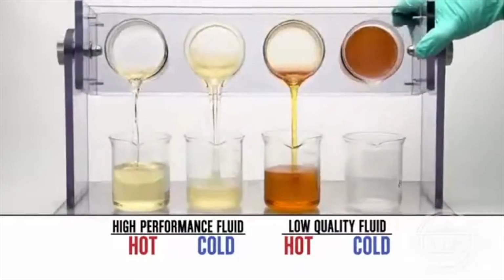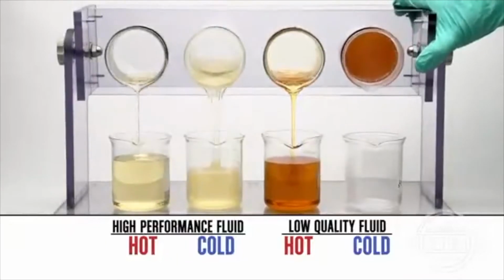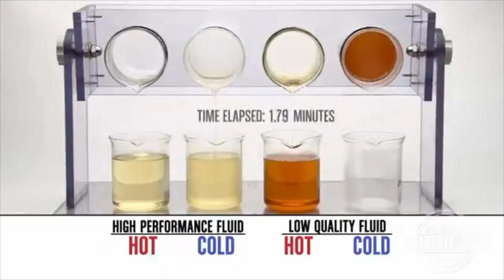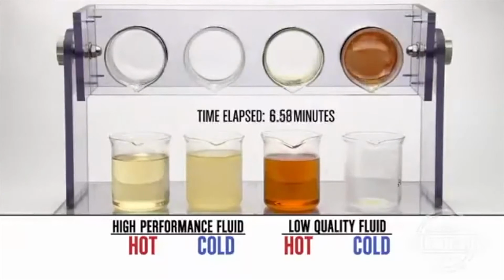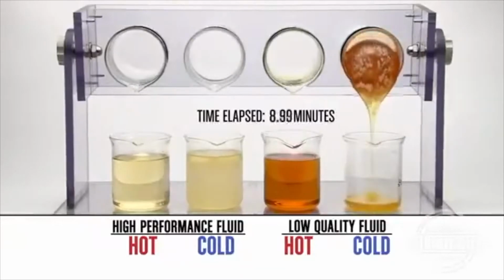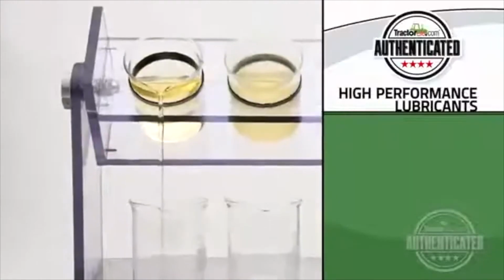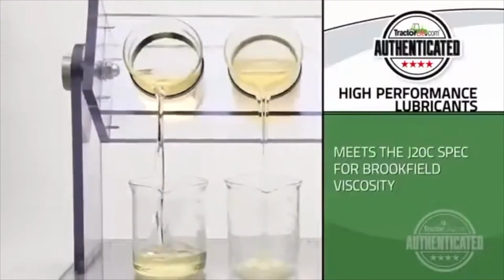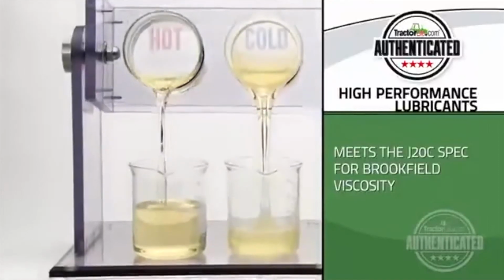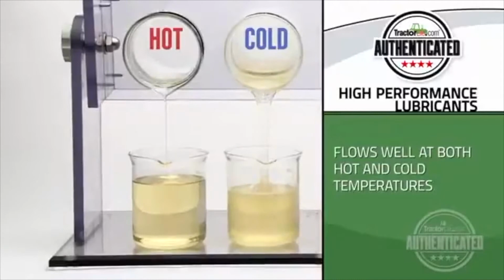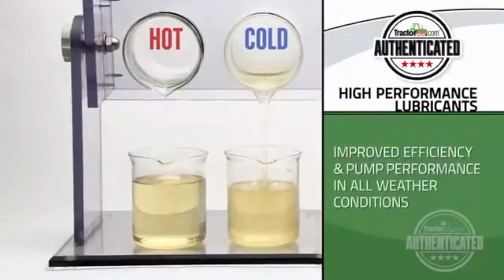It is clear that the fluid will make it harder to get your equipment started and take longer to provide an adequate lubricant film in cold weather. Meanwhile, the metal parts are grinding against each other without protection, causing reduced pump output, loss of hydraulic pressure, and premature pump failure. On the other hand, the high-performance lubricant meets the J20C spec for Brookfield viscosity and flows well at both hot and cold temperatures, which translates into improved efficiency and pump performance in all weather conditions.